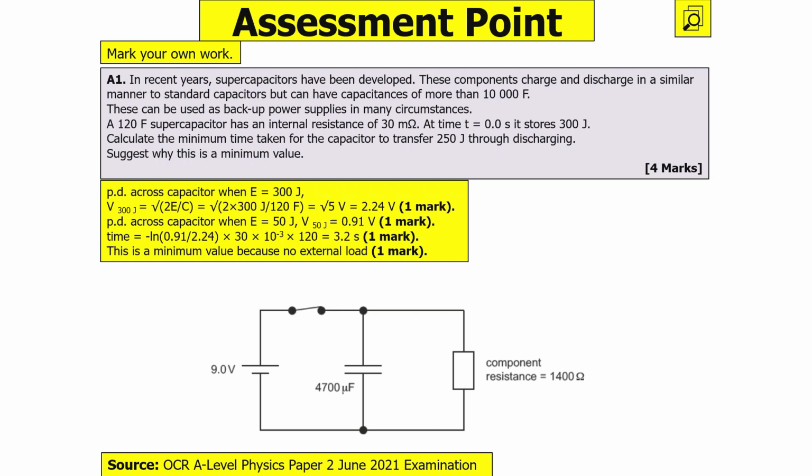Right, we know that the PD across the capacitor, from when E equals 300 joules, is going to be V equal to the square root of 2E over C. We've rearranged our energy equation, so we pop in all the values and we get 2.24 volts.